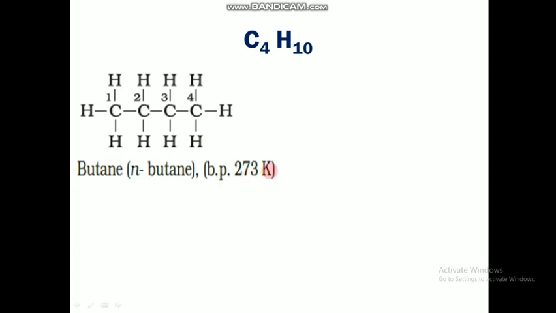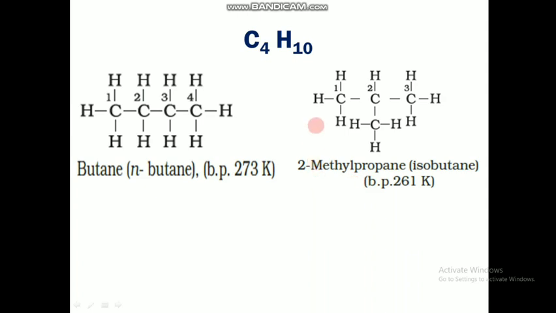and it is in a straight chain format with a boiling point of 273 Kelvin. And the next compound, if we see, it is like this. There also you can see 4 carbons, C4, and H10: 1, 2, 3, 4, 5, 6, 7, 8, 9 and 10. So the formula is correct here also. In both cases you can see the same formula but different types of structures. Here it is done in a straight chain, but here it is done in a branched chain.